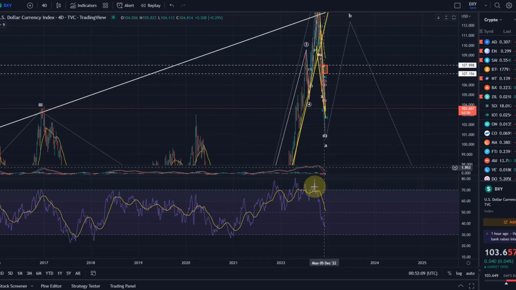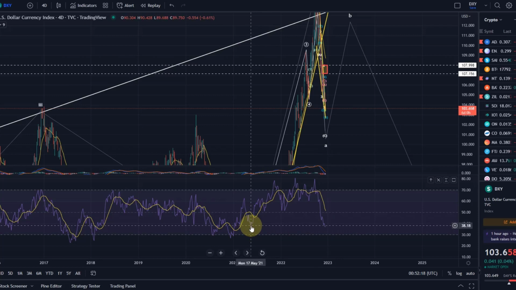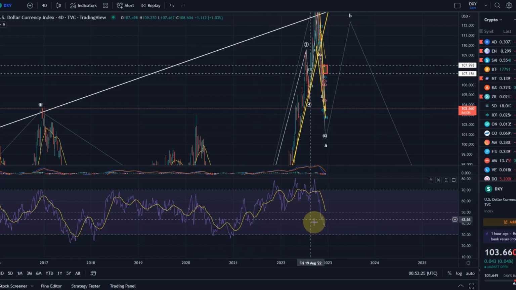What is also interesting is that here on the 4-day chart, we haven't been at that level on the RSI since basically here May 21. So it's been over 1.5 years really, and we haven't seen those levels again. That is quite a substantial drop.